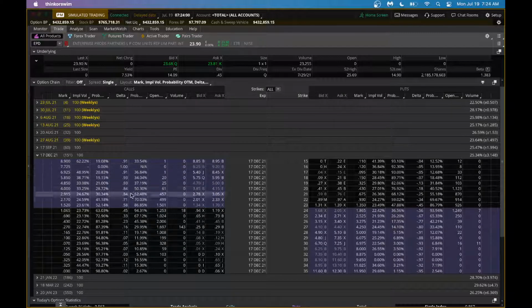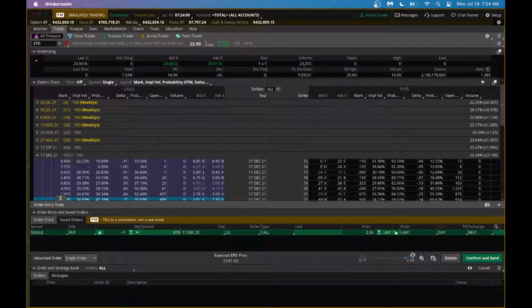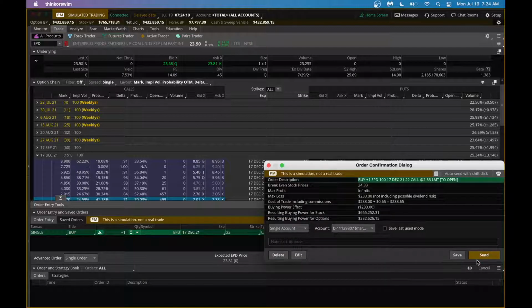You could go and pick the delta 70 call option right here. You can pay, as you can see, $2.33, and you could confirm and send this. And if you do that, you are paying $233. Your max profit is infinite as the stock goes up. Your break-even point is 24.33, which is just above the current stock price.